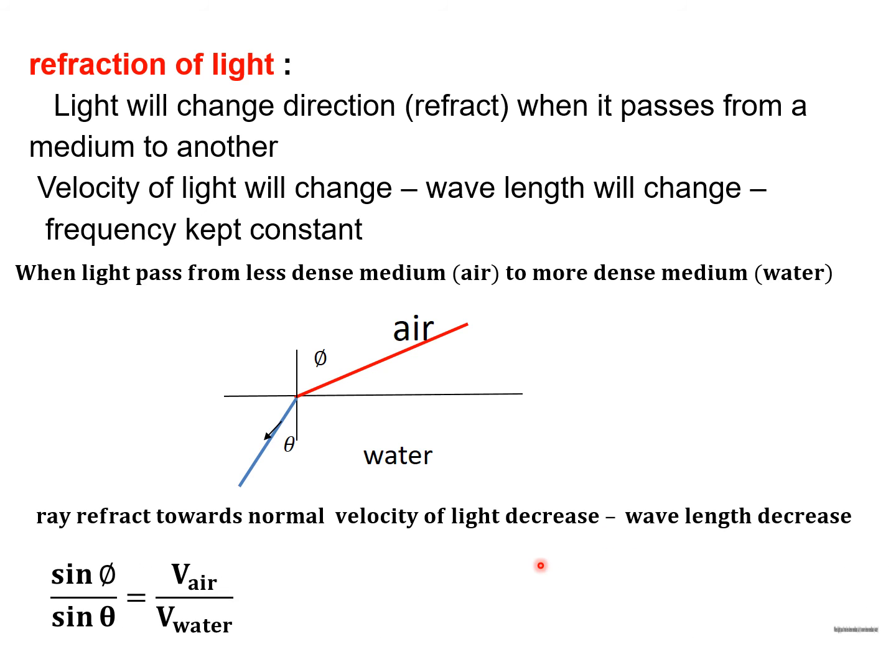طب ليه؟ عشان law of refraction بيقول ان sin phi angle of incidence to sin theta angle of refraction equal velocity of light in the first medium to velocity of light in the second medium. احنا عارفين ان ال V air velocity of light in air more than velocity of light in water، هتبقى sin phi more than sin theta، يعني phi more than theta، يعني الray will refract towards normal like that.